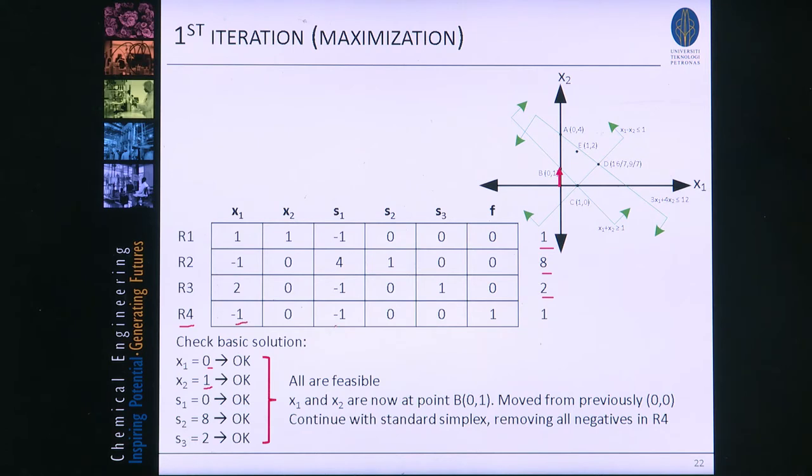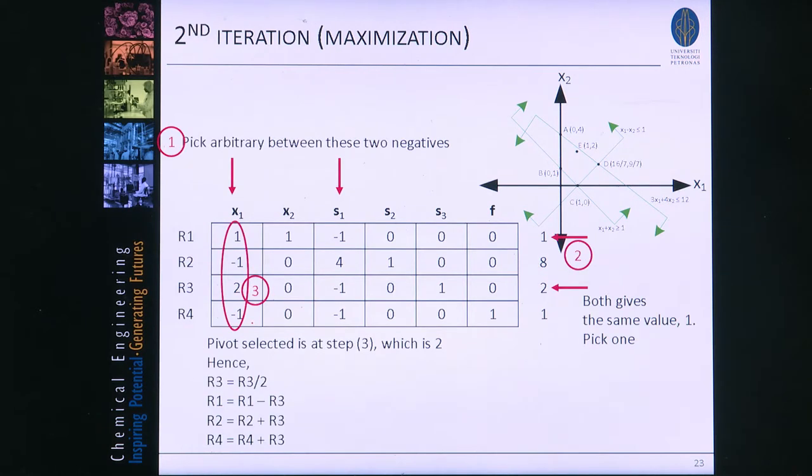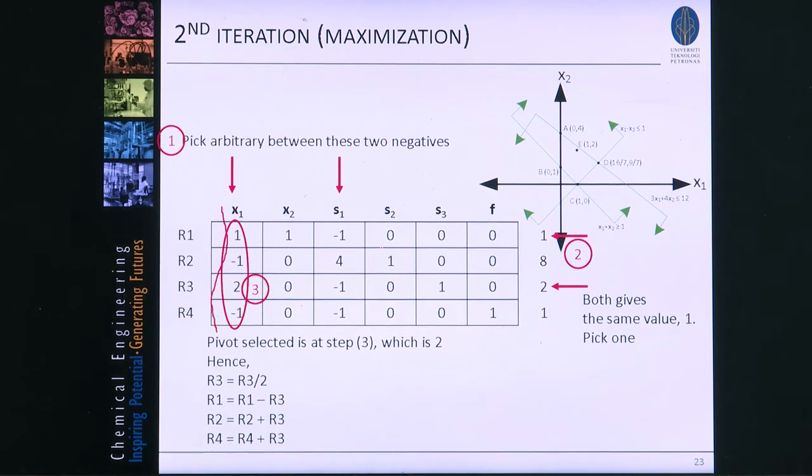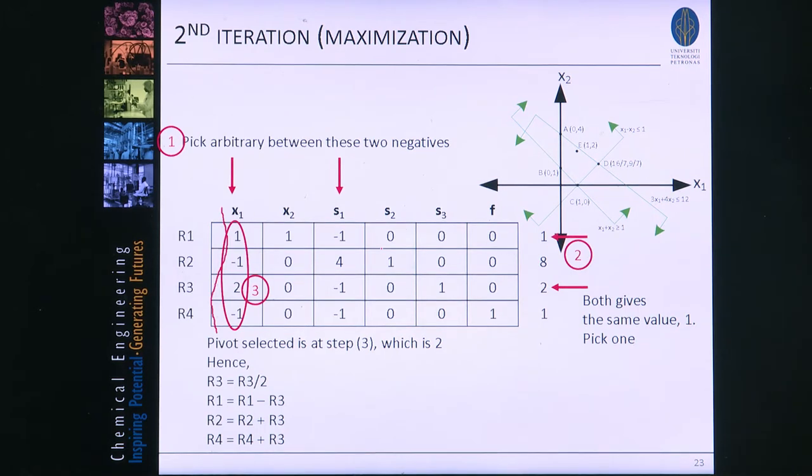So we have 1, and then 2. We have to remove all of them, but you can pick whichever you want to do first. In this case I just do this first, so this is the pivot column. Which one is then the pivot row? We have to find the ratio of the non-negative entries between the constants and the pivot column. So 1 divided by 1 is 1. This is not applicable because 8 divided by minus 1 is minus 8. 2 divided by 2 is also 1, and this one is simply not applicable. They have the same value, so in this case you can just pick any arbitrary one.